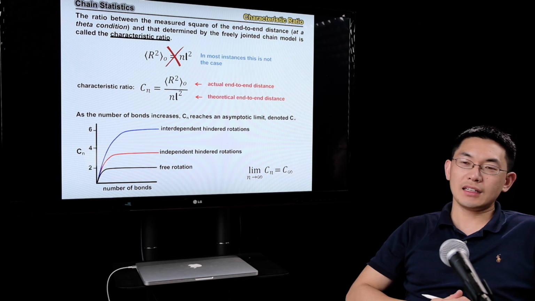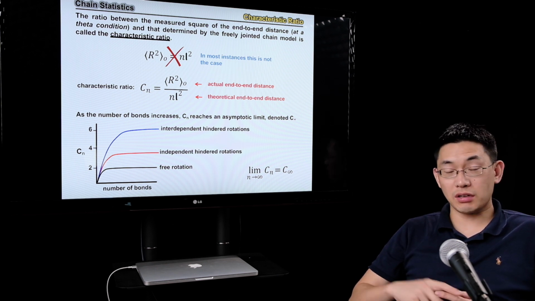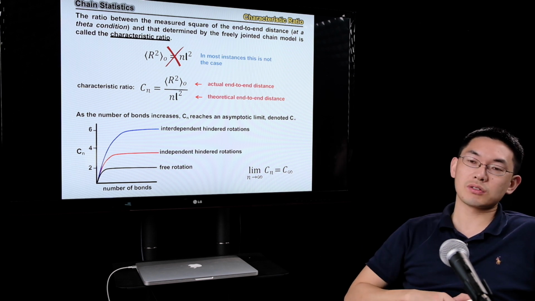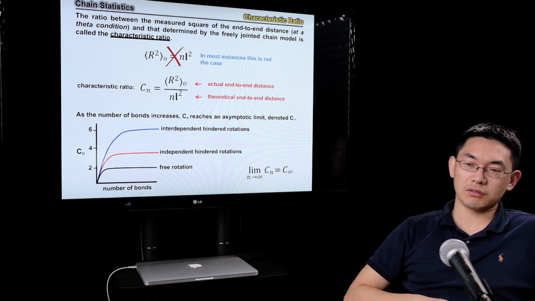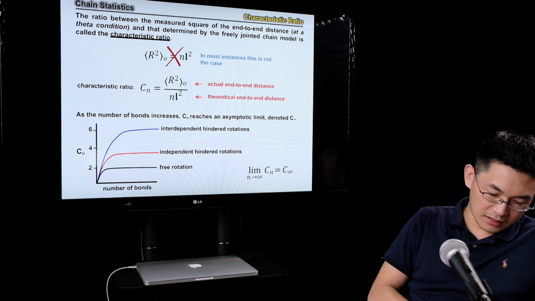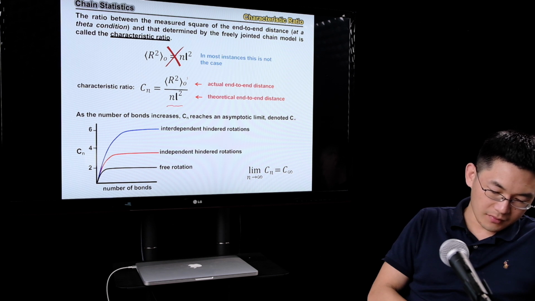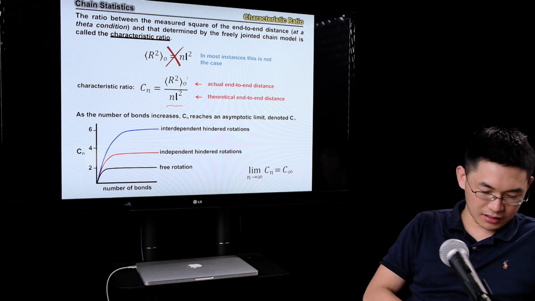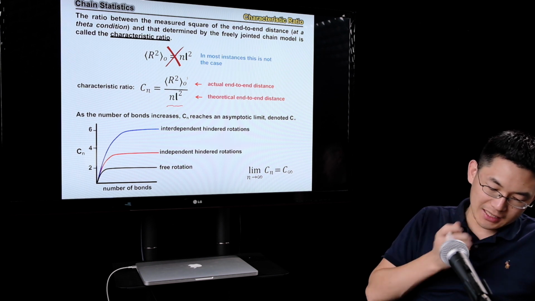So if you have a high expansion ratio, you would have a high characteristic ratio. If you have a characteristic ratio of 10, that means your chain is expanded by root 10, almost 3.3 times, compared to a free joint chain without any characteristic ratio. This is defined with N L squared as the theoretical end-to-end distance, also the Gaussian chain end-to-end distance, compared to your actual chain distance.